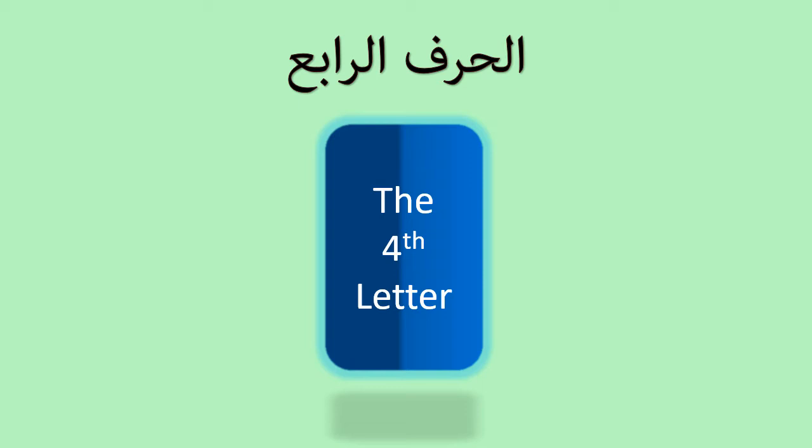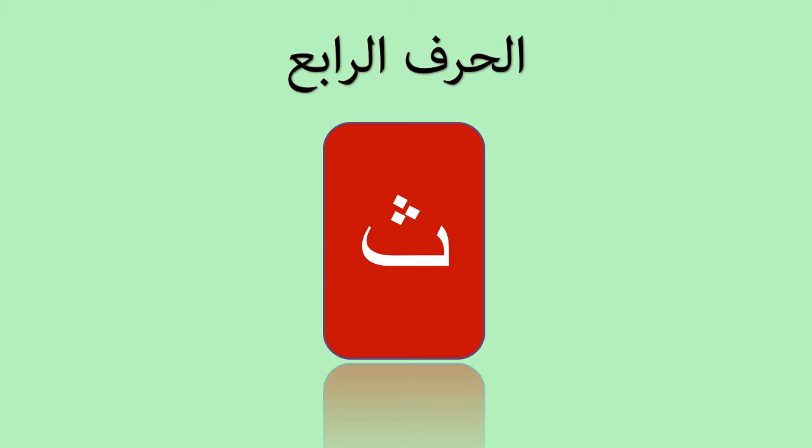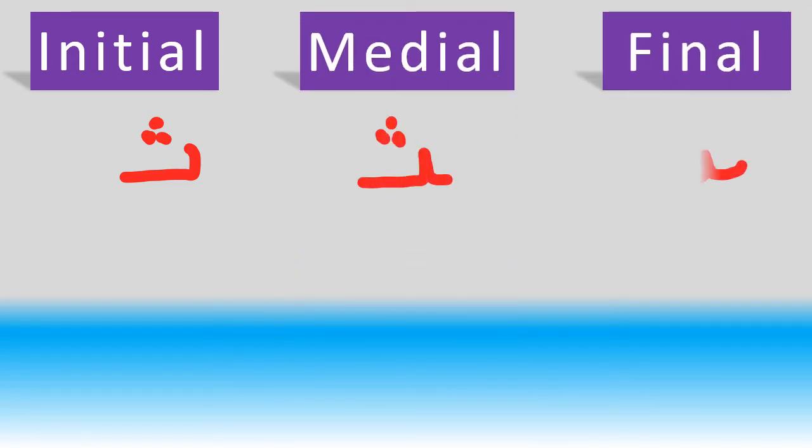The final letter in this lesson is the thaa. As you can see, it looks like the ba and the thaa, and it has three dots above the boat shape. Let's see how it looks like in the beginning of a word. Thaa. And here is in the middle of the word. And lastly, at the end of a word. No surprise, these shapes look the same as the previous ba and thaa letters.